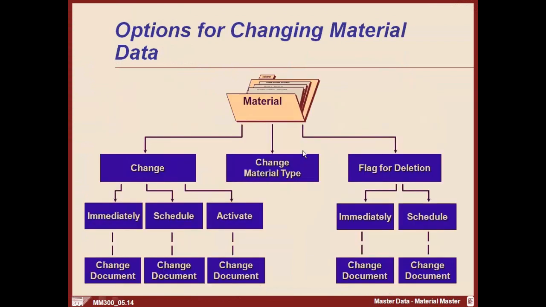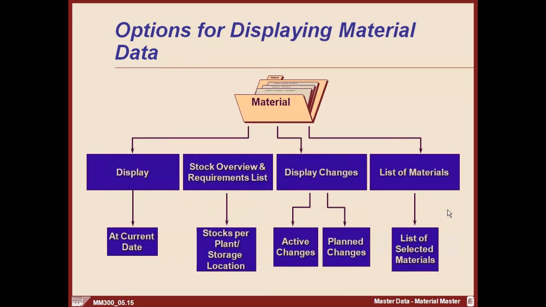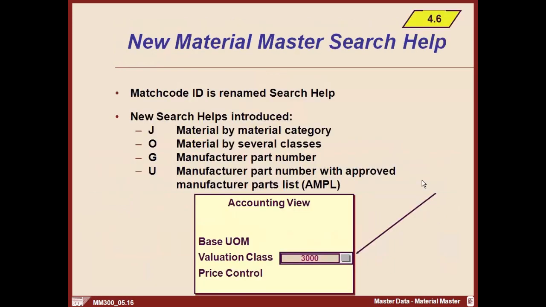Various options which we have seen. You see, change immediately, change schedule, changes becoming active, and then change documents you would have seen, material type change, flag for deletion, schedule for deletion, mass changes, display at current date. Stock overview, we will discuss stock overview and stock requirement list in inventory management because we are not touching any stocks right now. List of materials, MM60. Plan changes, activate changes, all these things you have seen.